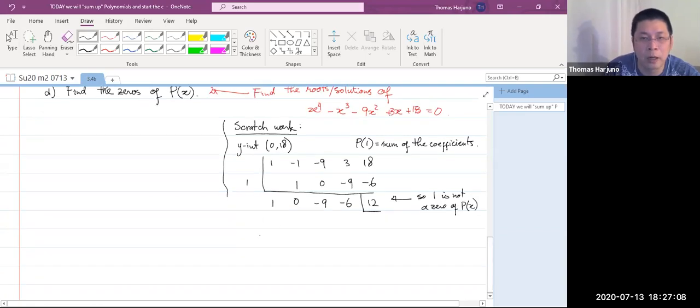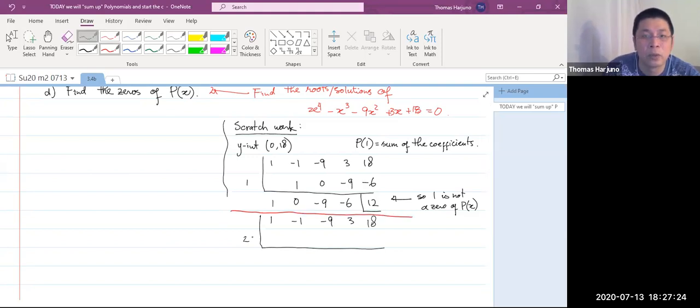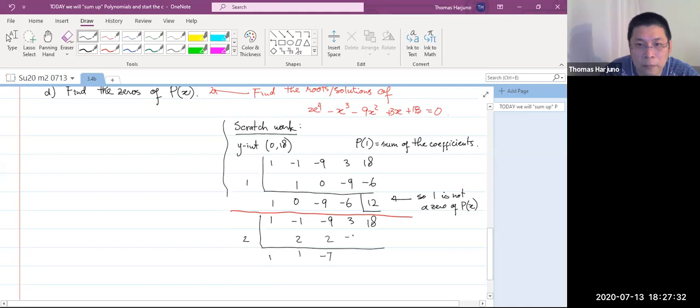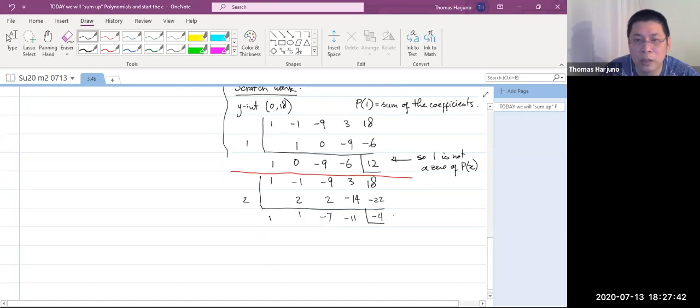Then let me try 2. You can try 3 right away, but let me try 2. I start a new round here. 1, this is 2, this is 1, this is 2, negative 7, negative 14, negative 11, negative 22, that's negative 4. So 2 is not a zero.